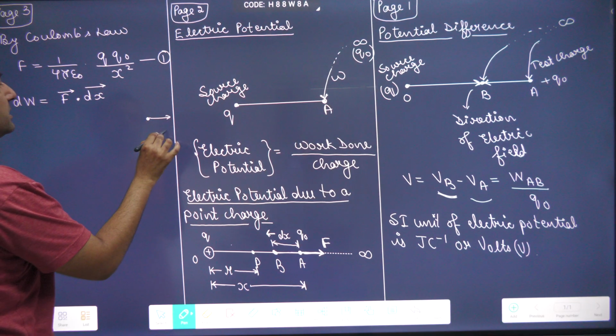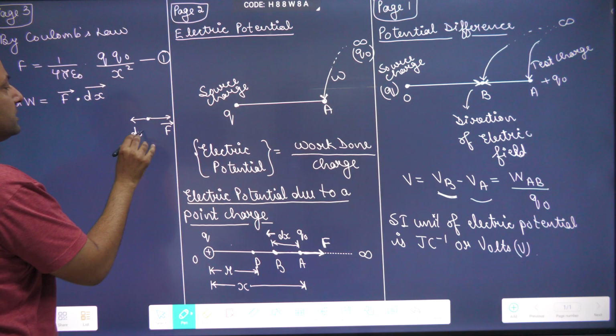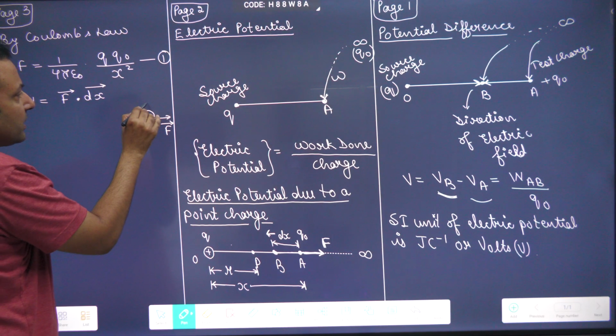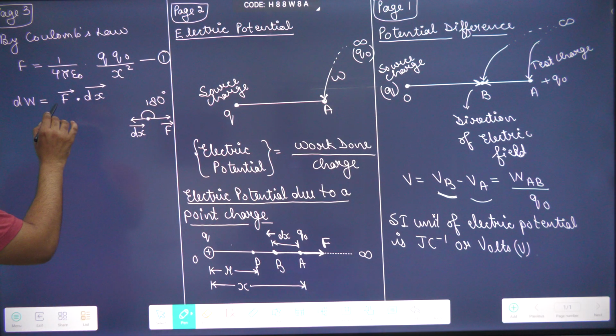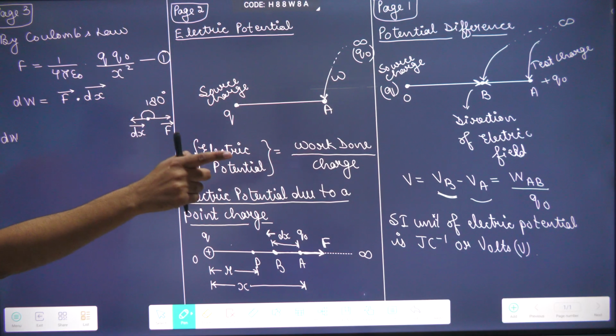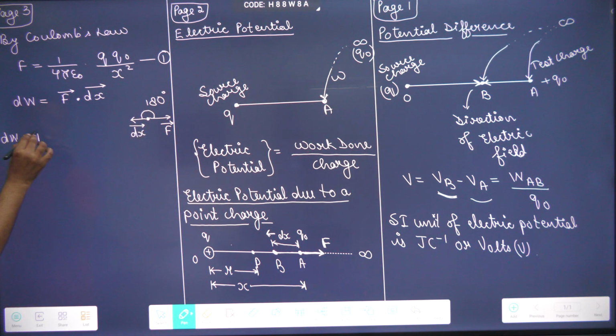So the f vector is in this direction and the dx vector is in this direction. What is the angle between the f vector and the dx vector? It is 180 degrees. So what is f vector dot dx vector? A vector dot b vector is ab cos theta. Similarly, f vector dot dx vector is f dx cos theta. What is theta? 180 degrees.